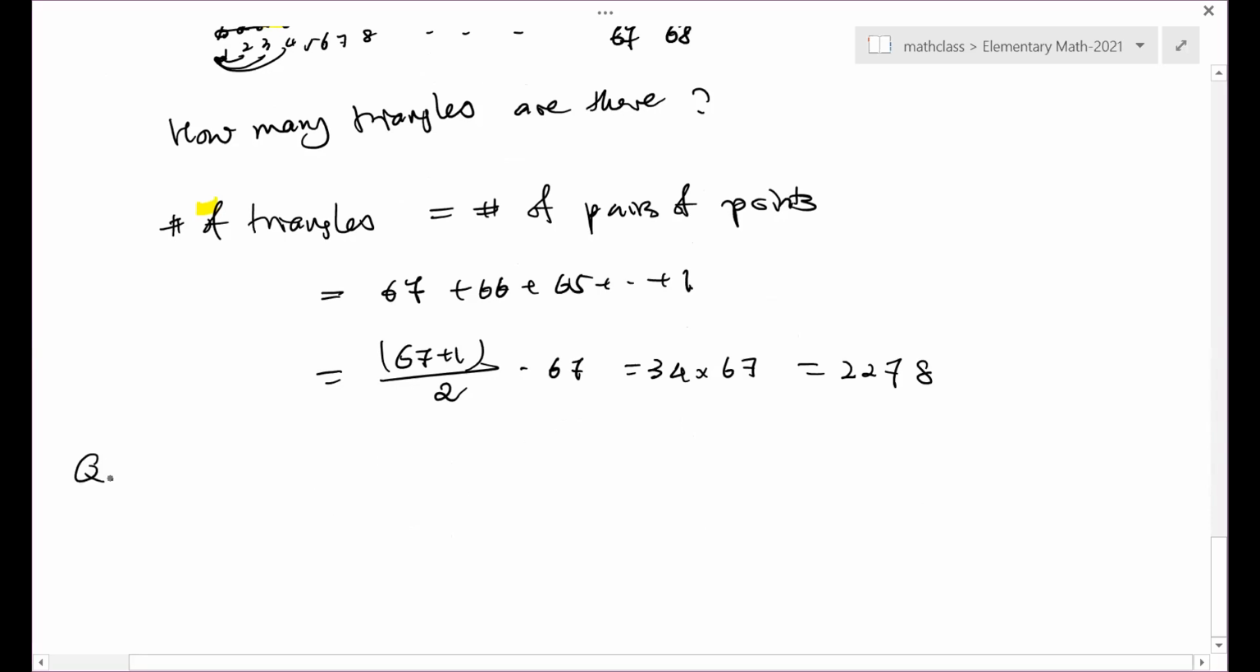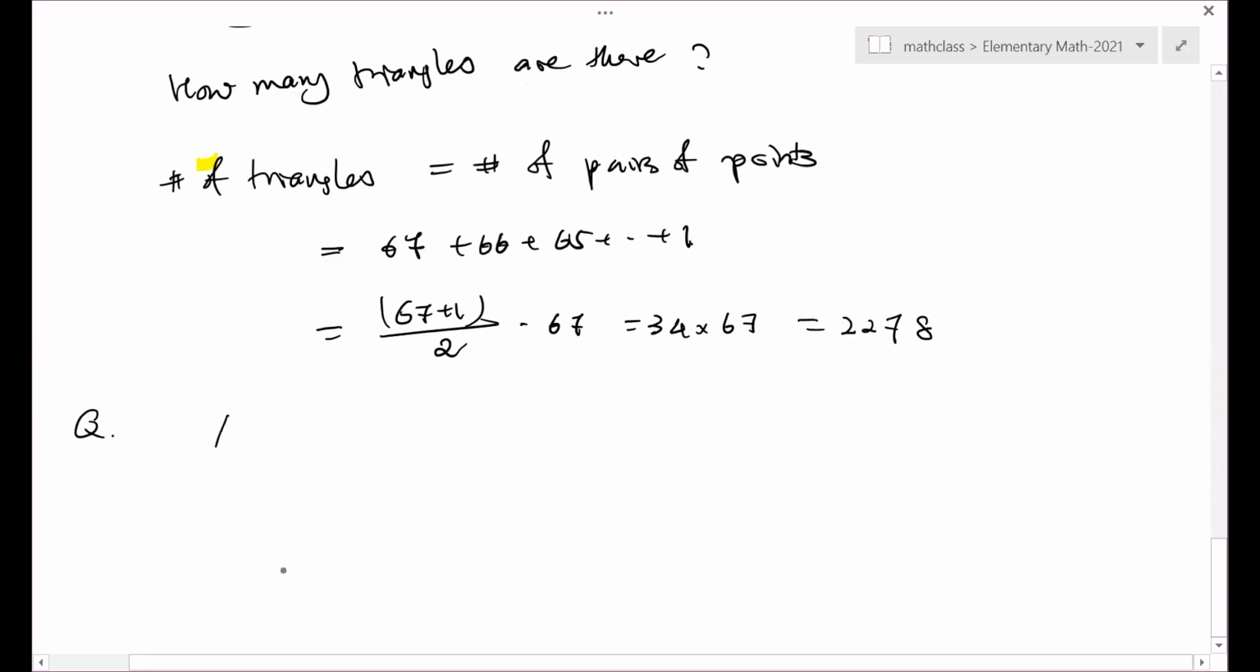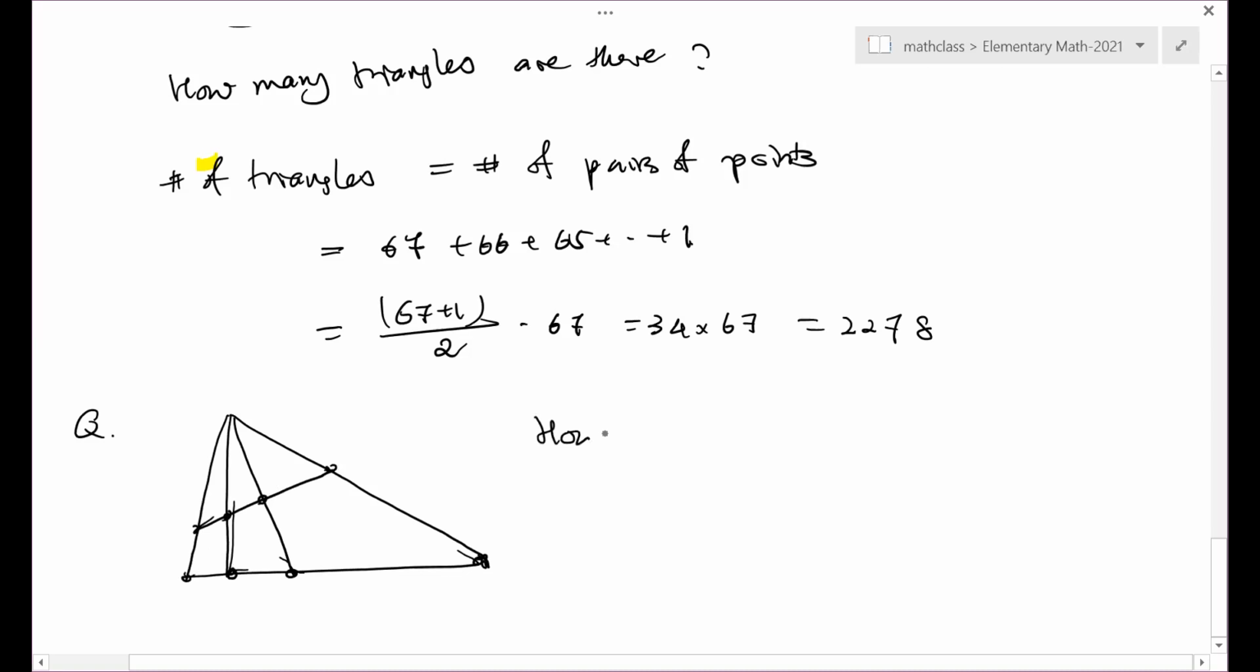Okay. Now, let's try a different one. So I have 1, 2, and I draw another line here. Okay. So I want to know how many triangles you can see.